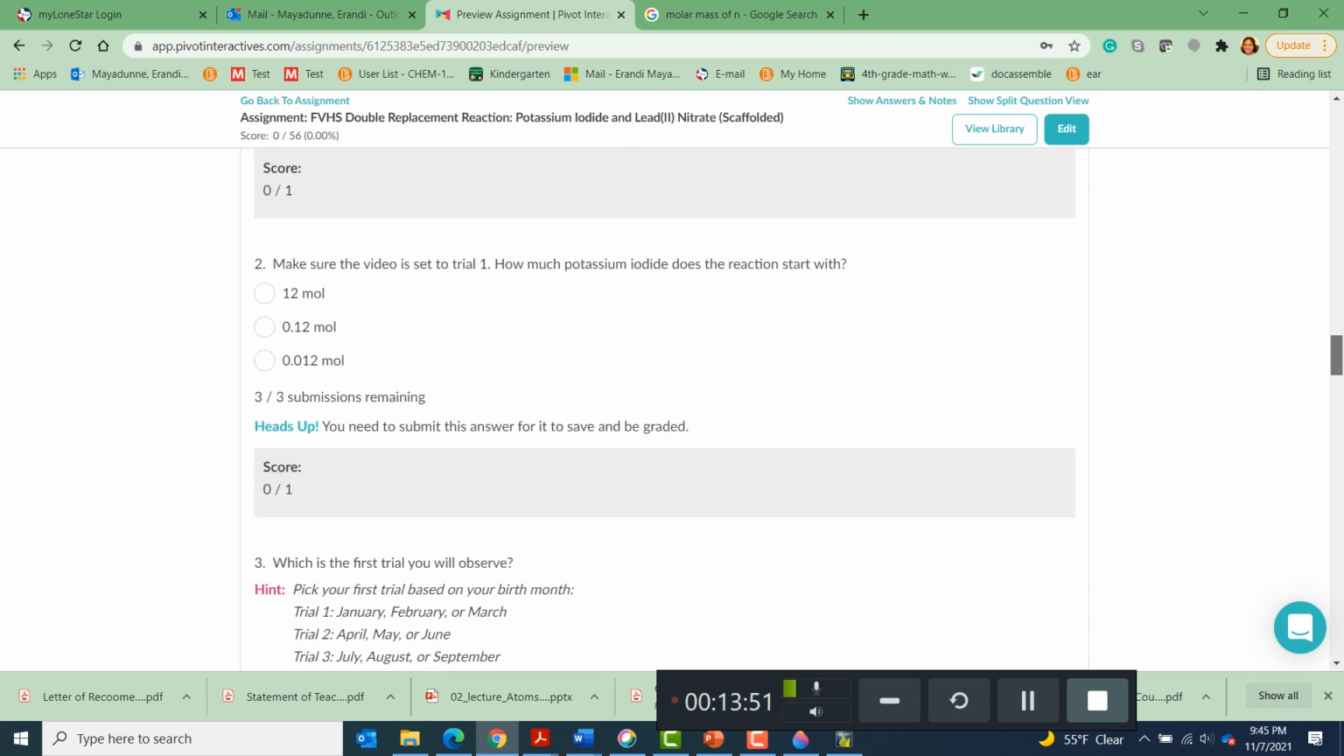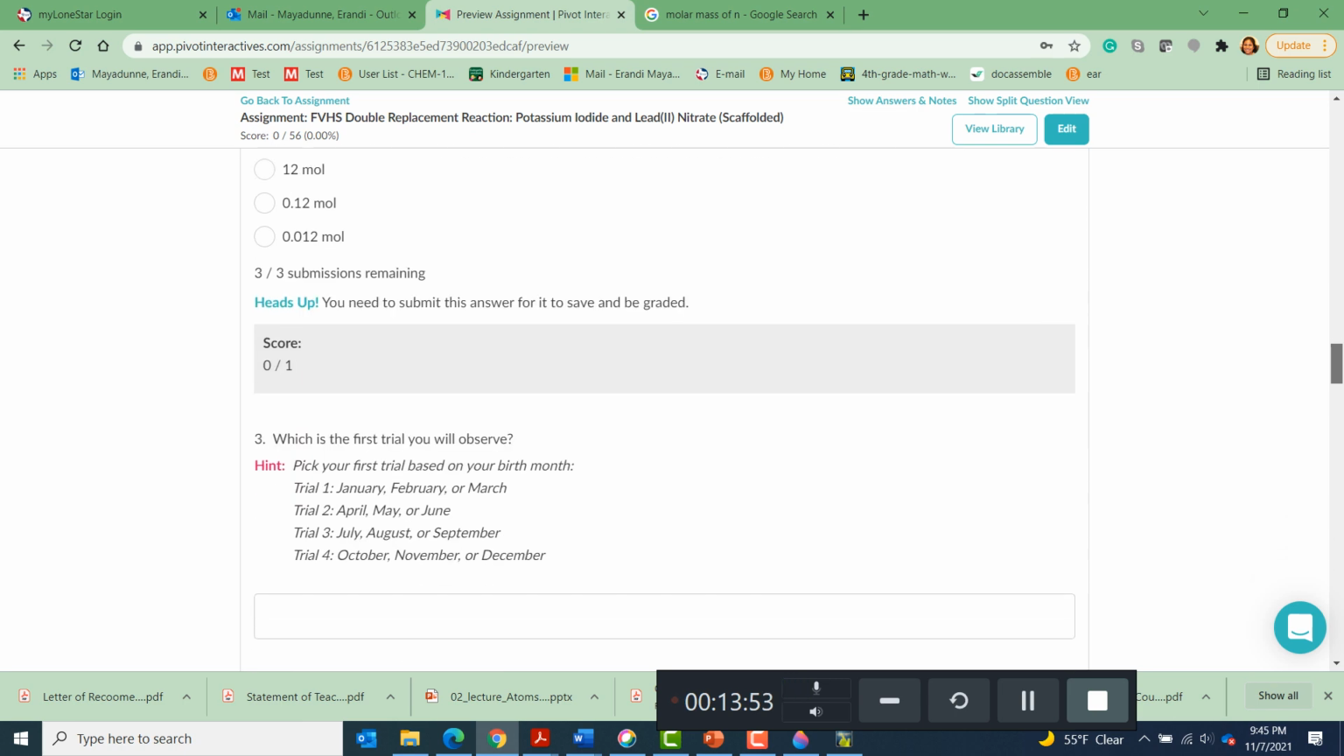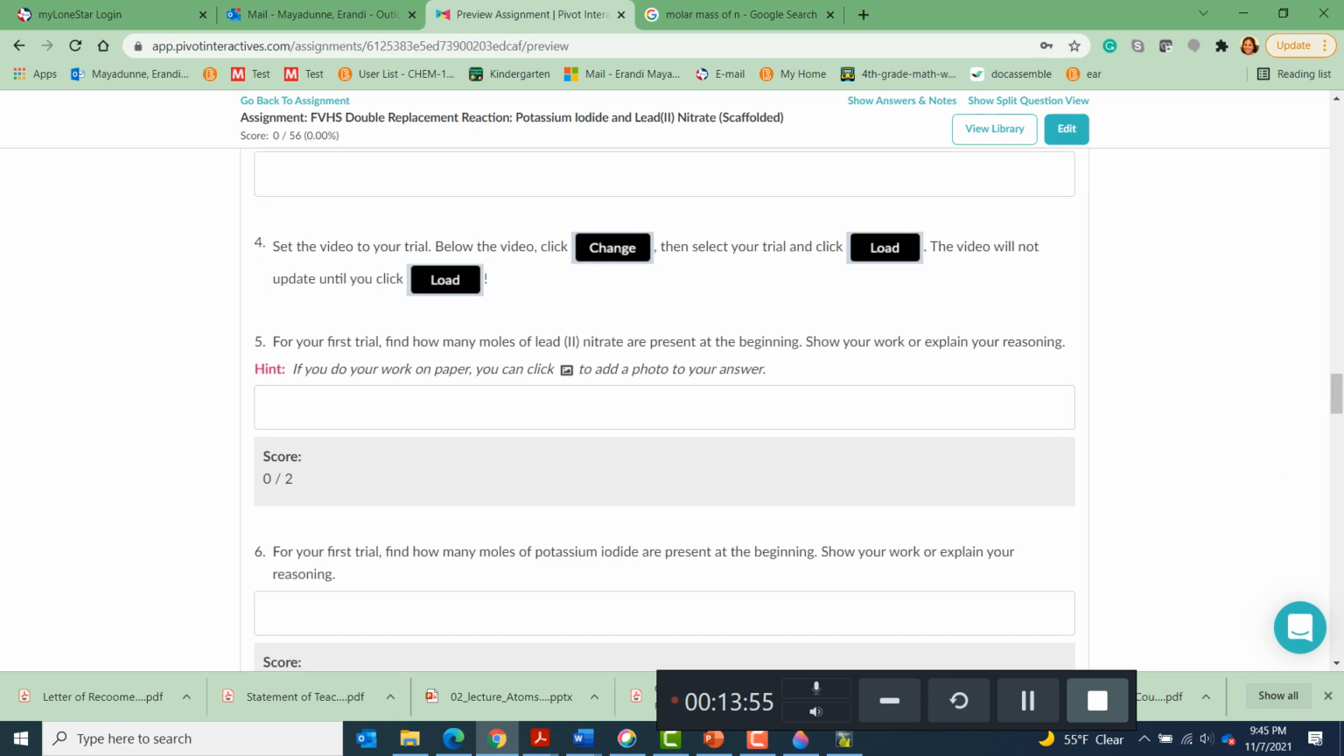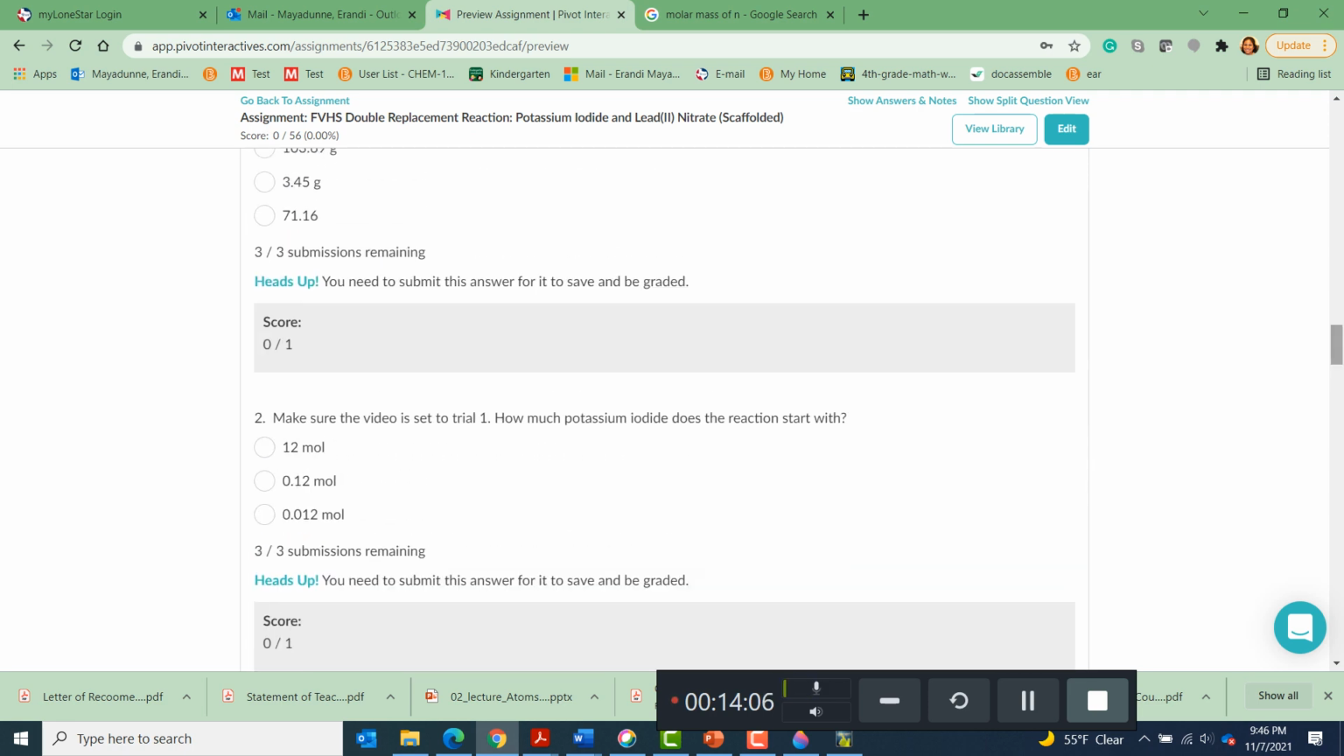And then they ask another question, I think. For the first trial, how many moles of lead nitrate are present at the beginning? So we know, just imagine we use this mass of 3.45. Always find the moles by mass divided by molar mass.